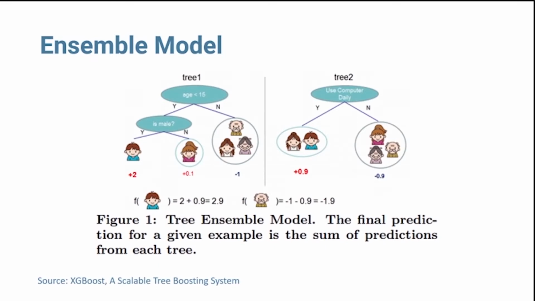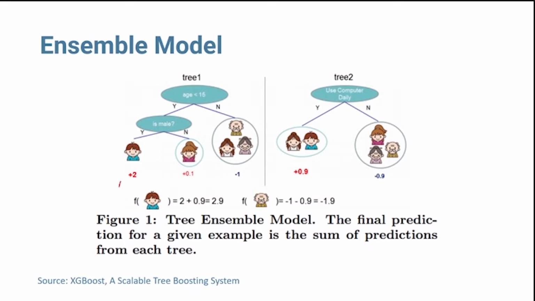So here's an example of an ensemble model. There are 2 different decision trees, and they both work together. The tree on the left takes into account the person's age and their gender, and the tree on the right asks if they use the computer daily. Then it groups each of the people based on the answers.